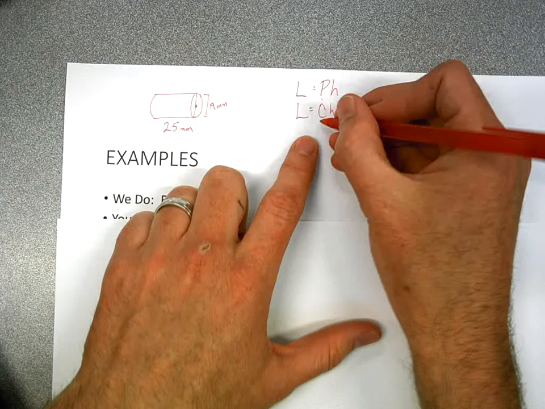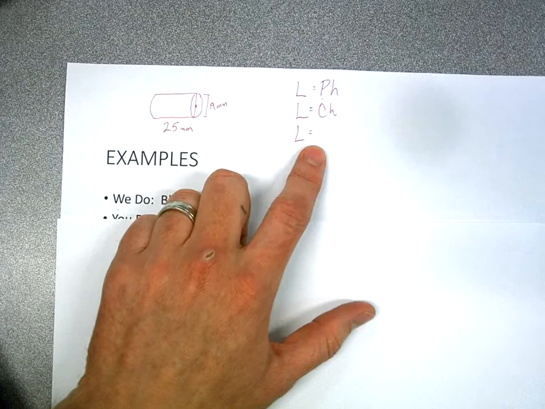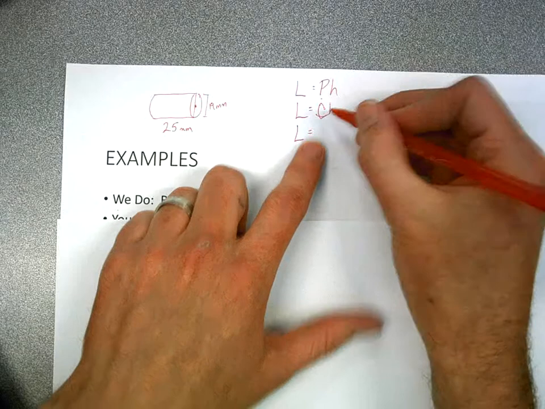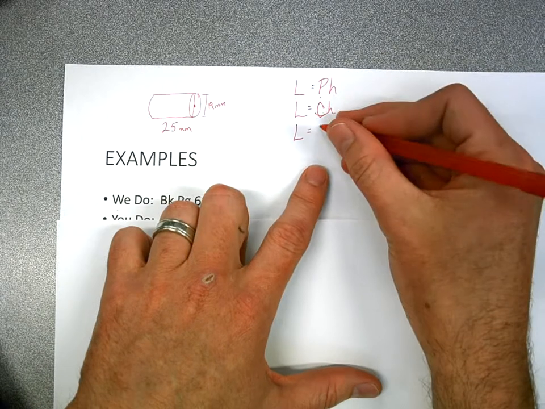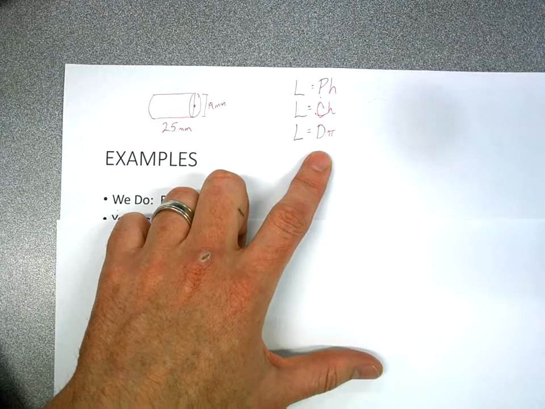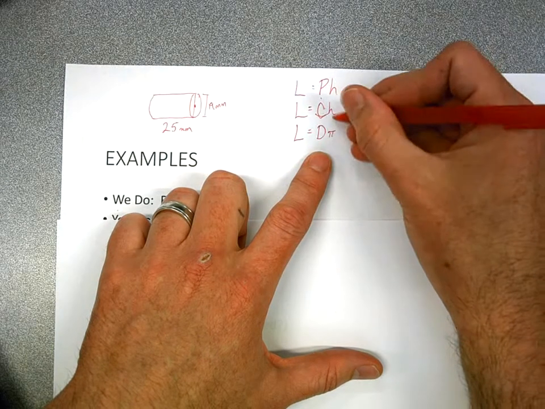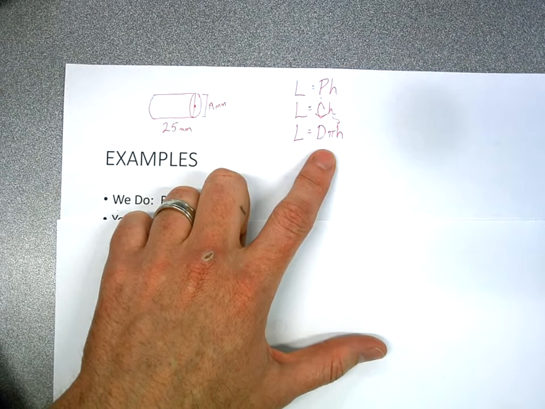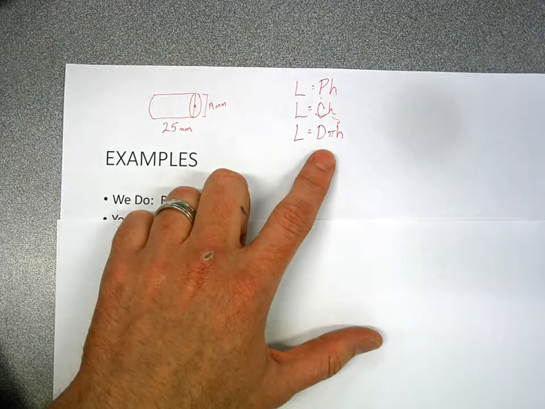Now, I don't even know if they show that in the book. Here's what they do show. To find the circumference of a circle, we've talked about how you take the diameter and multiply it by pi. And of course, if I was going to talk about this formula, it would be that.